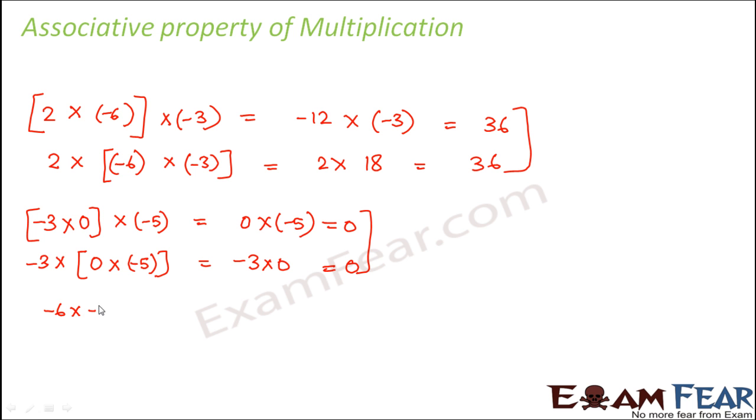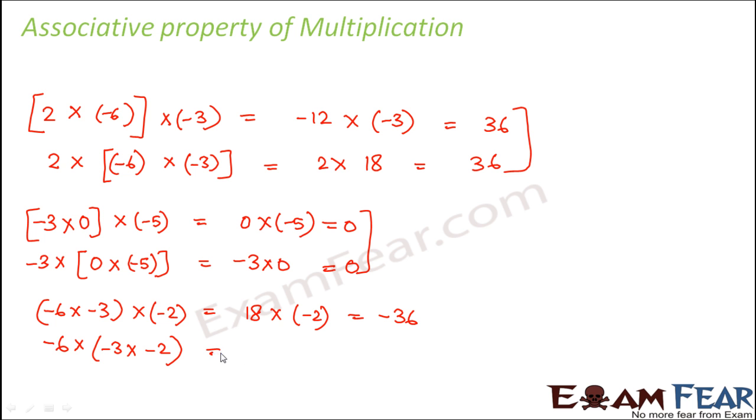Again let's try it with this one. Minus 6 into minus 3 multiplied by minus 2. So this is equal to 18 multiplied by minus 2, which is equal to minus 36. Now here let's say minus 6 multiplied by minus 3 into minus 2. So this is equal to minus 6 into 6, which is equal to minus 36. So in this case also both the values are the same.